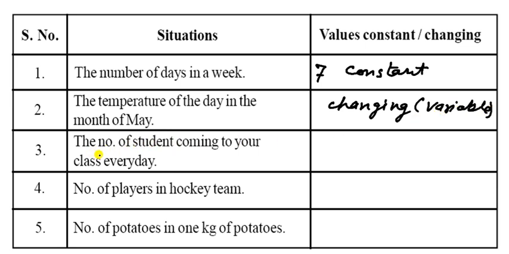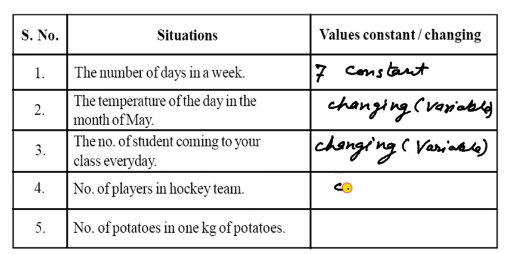So here is the number of students coming to your class every day. Every day some students are absent, so it is always changing. So that is called a variable. So you can write here number of players in a hockey team. In a hockey team the number of players is always constant. So you can write constant.